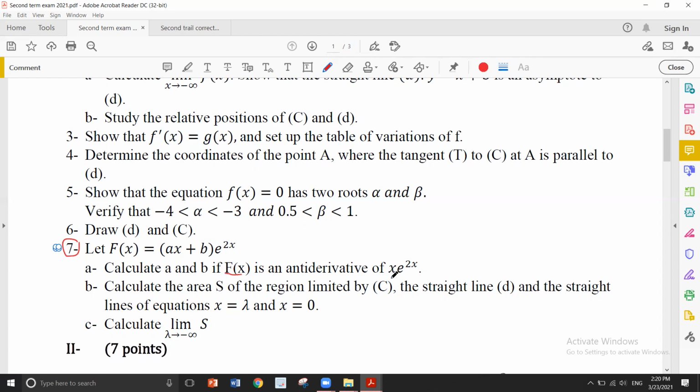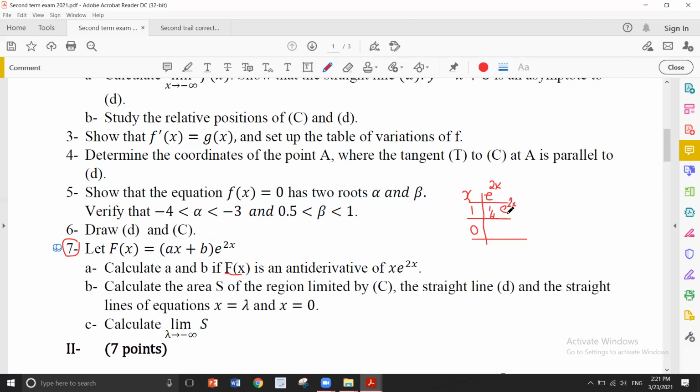I can make the integral of x e to the 2x by integration by parts. I can solve it by two methods. I put here x and here e to the 2x. On this side, I take the derivative of x, which is 1, then the derivative of 1 is 0. Here, the antiderivative of e to the 2x is half e power 2x.